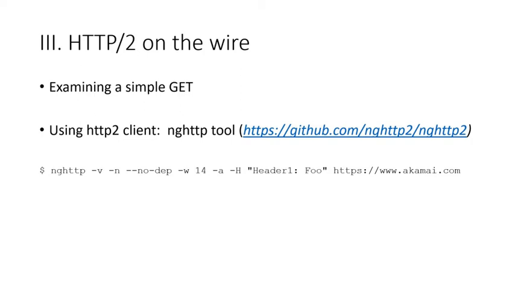Now that we've gone through the major new features of H2, let's have a look at how an H2 GET request looks on the wire. We're going to use the nghttp tool. This command line sets the window size to 2 to the power of 14 minus 1, adds an arbitrary header, and asks to download assets such as stylesheets, images, and script files linked to the downloaded resource.